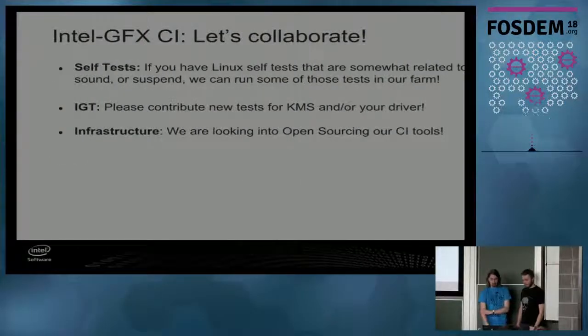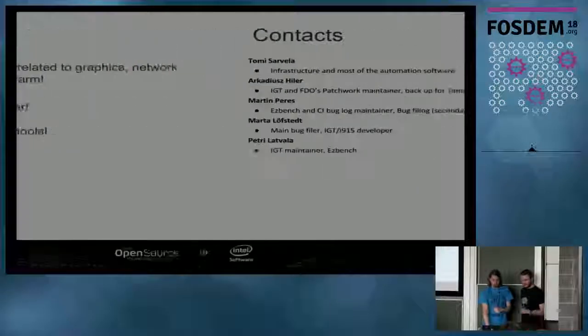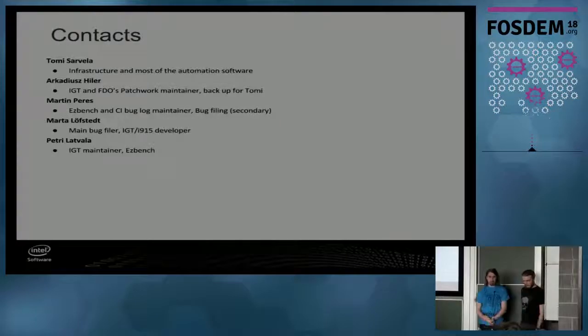If you want to help us, you can help us on the infrastructure, of course, because we're trying to open source it. On IGT, because you can write your own KMS test or test for your actual driver. And if you've got self-tests that impact graphics, like suspend and things like this, then we could even run it in our farm and file bugs, because it affects us. Of course, we're not going to do your QA, but if it can be a synergy, that would be good. And here are the contacts, if you're interested.